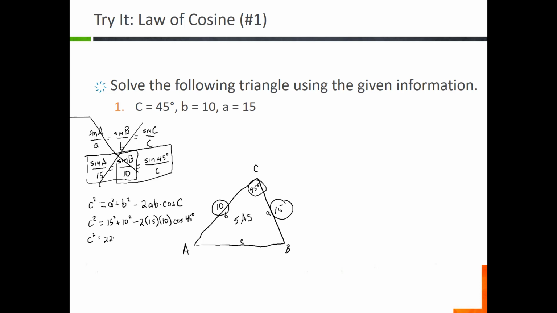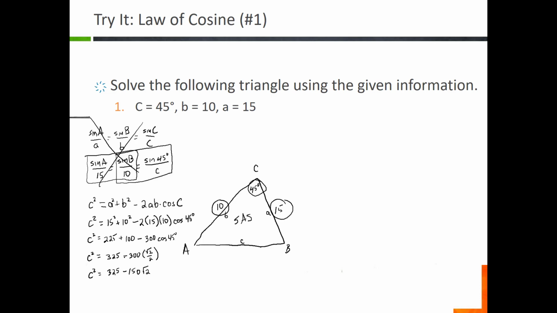15 squared is 225. 10 squared is 100. Minus 2 times 15 is 30, and 30 times 10 is 300, and then we have the cosine of 45 degrees. So we have C squared is equal to 225 plus 100, which is 325, minus 300. And cosine of 45 is actually a nice unit circle angle. Cosine of 45 would be the square root of 2 over 2. So that gives me C squared is equal to 325 minus, and then the 300 and the 2 reduce down, cutting the 300 in half, so 150 square root of 2.